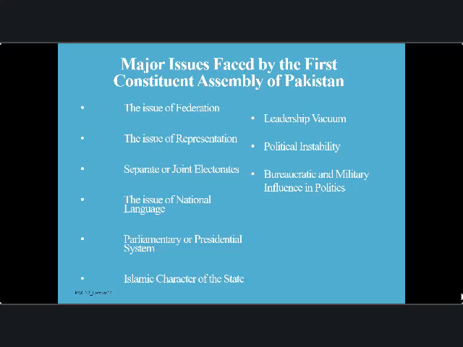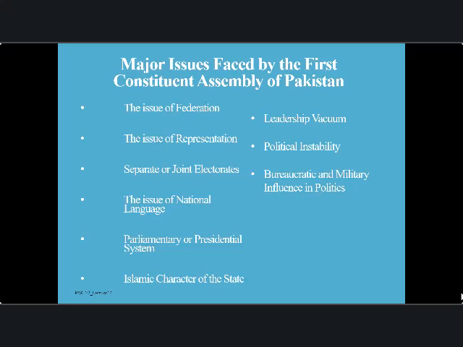Similarly, Liaquat Ali Khan, Pakistan's first Prime Minister, was assassinated in 1951. His death further destabilized the political environment. After these losses, Pakistan lacked strong and stable leadership capable of guiding the constitution-making process effectively.